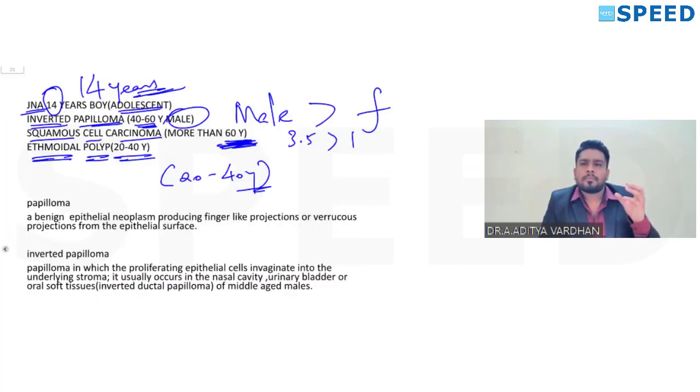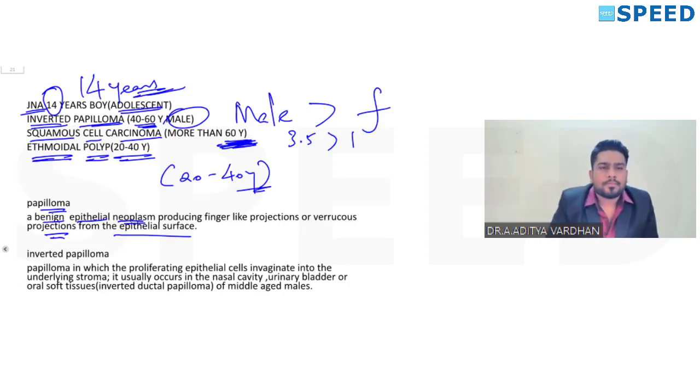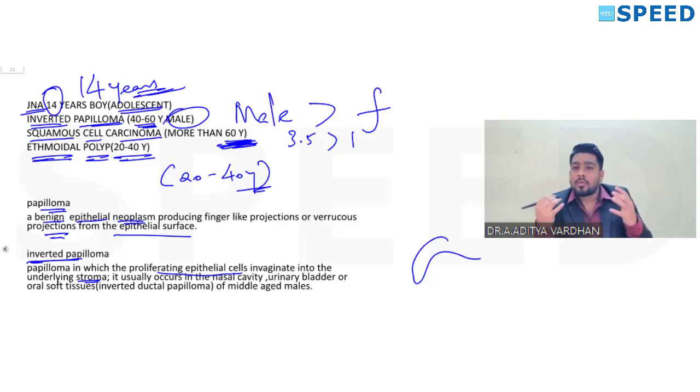What you must remember here is, what is papilloma? Papilloma is a benign epithelial neoplasm. A benign neoplasm arising from the epithelial cells, having finger-like projections or verrucous warty projections from the epithelial surface. A special type of papilloma is inverted papilloma. It is a papilloma in which the proliferating epithelial cells invaginate into the underlying stroma. They will invaginate.